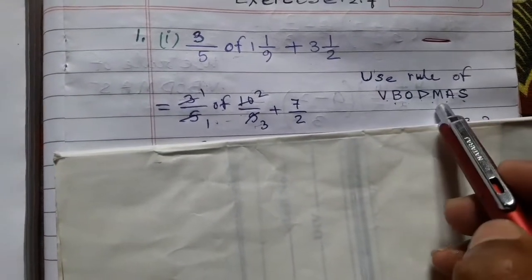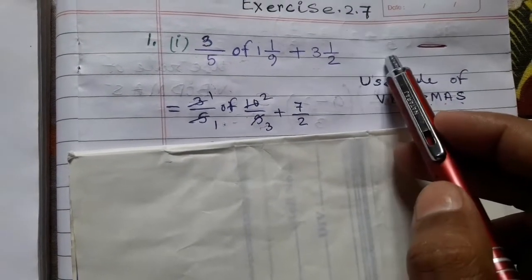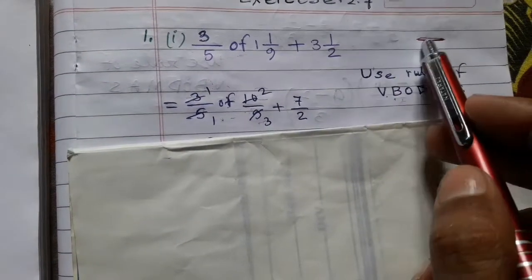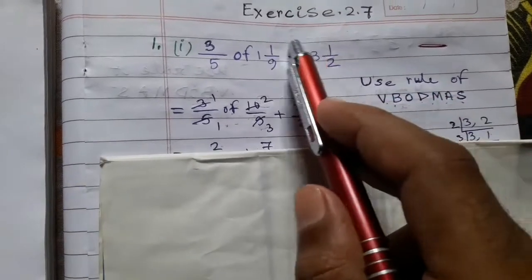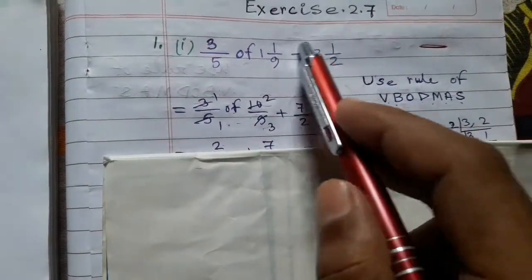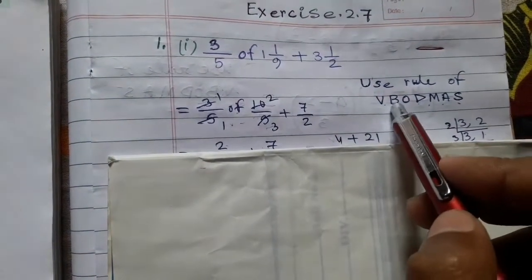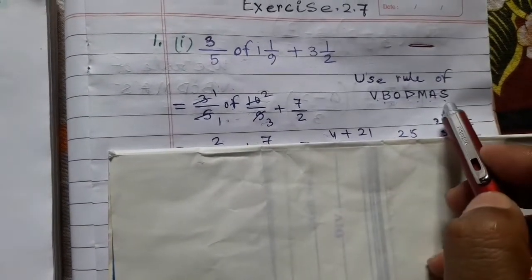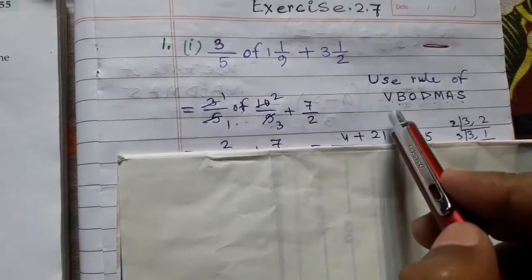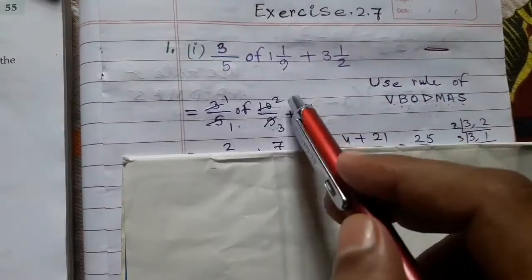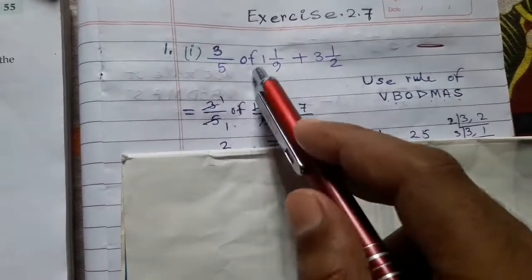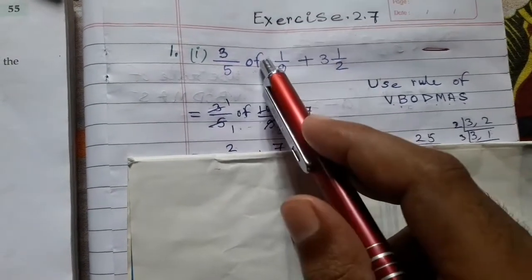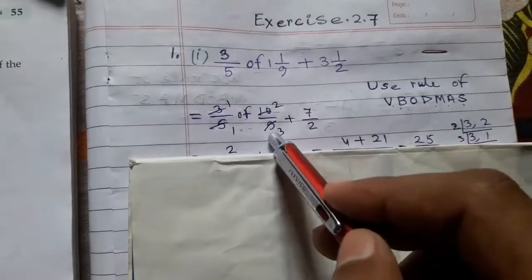Use rule of BODMAS. B means bracket, O means of, D divide, M multiplication, A addition, S subtraction. Let's see, we have no bracket in this question, only of. Let's solve the of first: 9 1 is 9, 9 plus 1 is 10, 10 by 9.